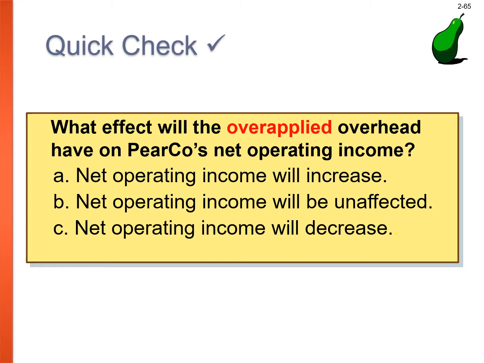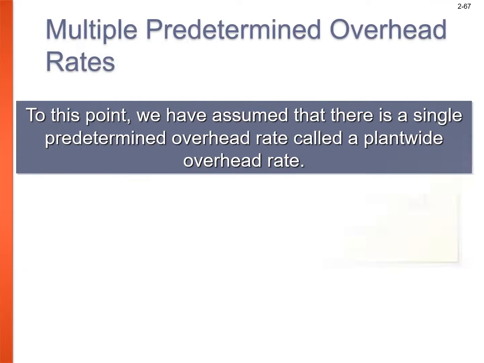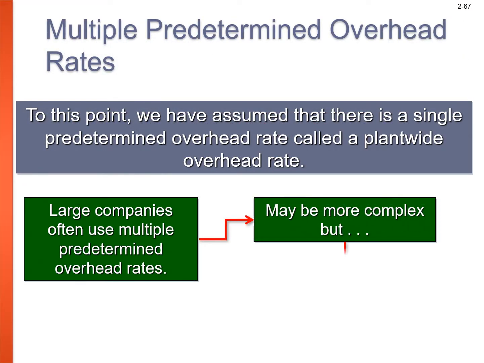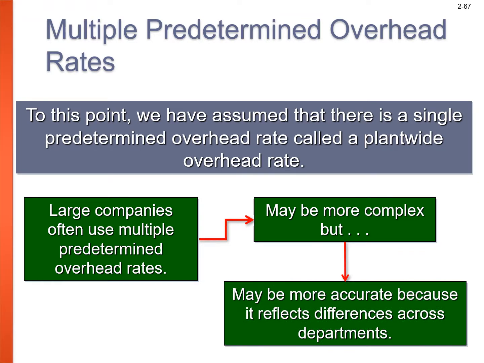What effect will the overapplied overhead have on Pear Company's net operating income? Net operating income will increase. So to this point, we have assumed that there is a single predetermined overhead rate called a plant-wide overhead rate. But large companies often use multiple predetermined overhead rates. They may be more complex, but may be more accurate because they reflect differences across departments. So you just want to keep that in mind.